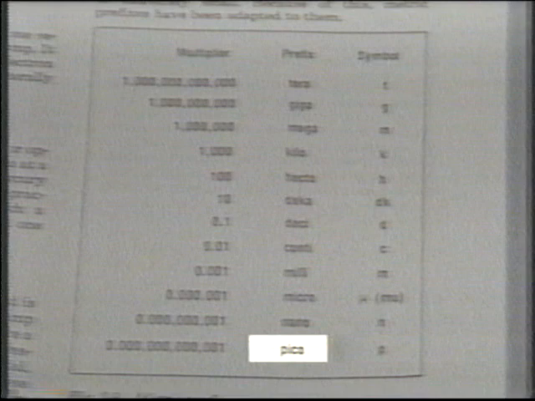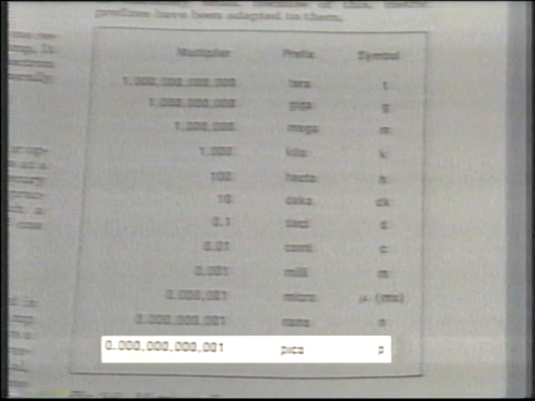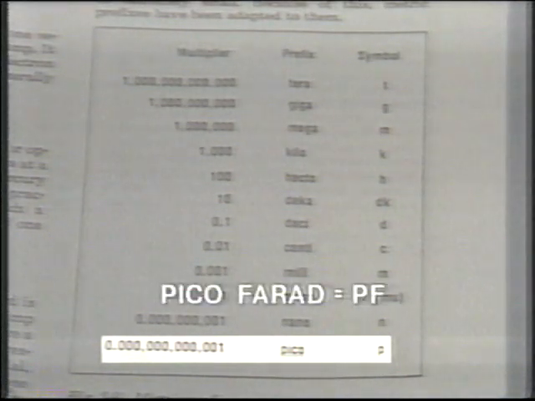Notice the prefix pico, or 1/1,000th, at the bottom of the chart. A picofarad is sometimes used to measure an electrical value called capacitance. A picofarad may be represented by the letters PF.